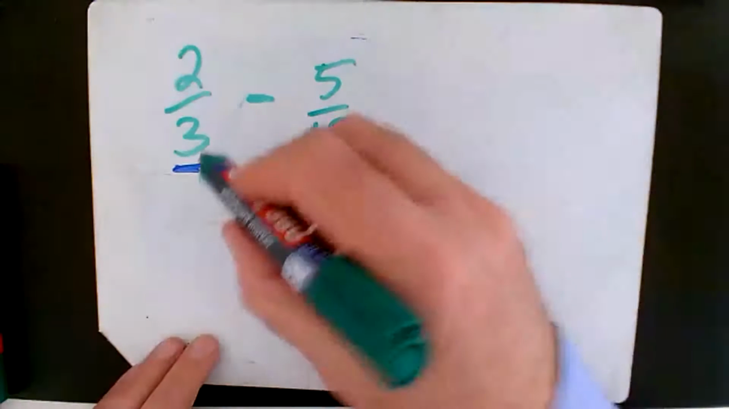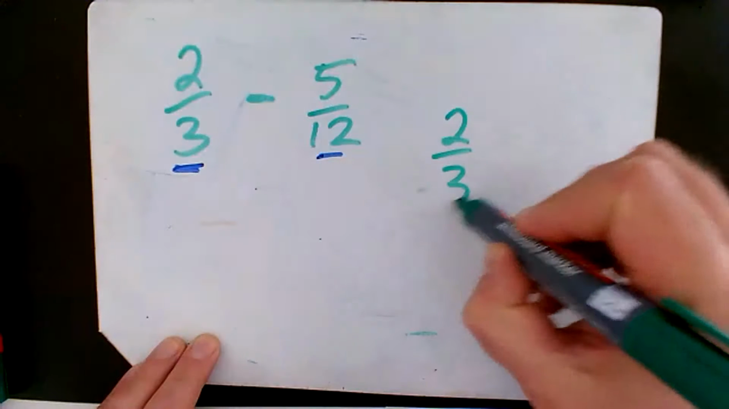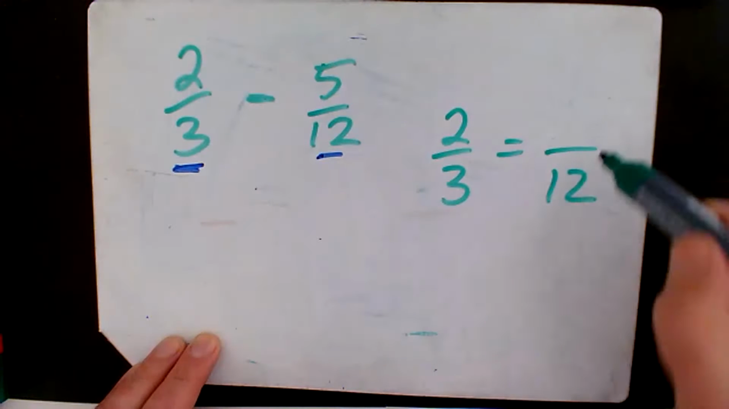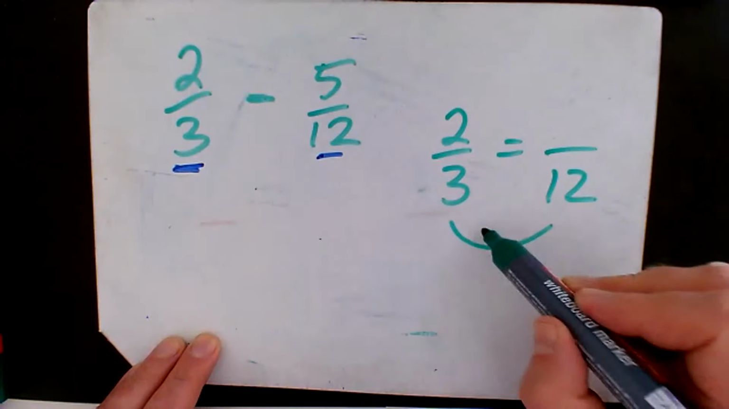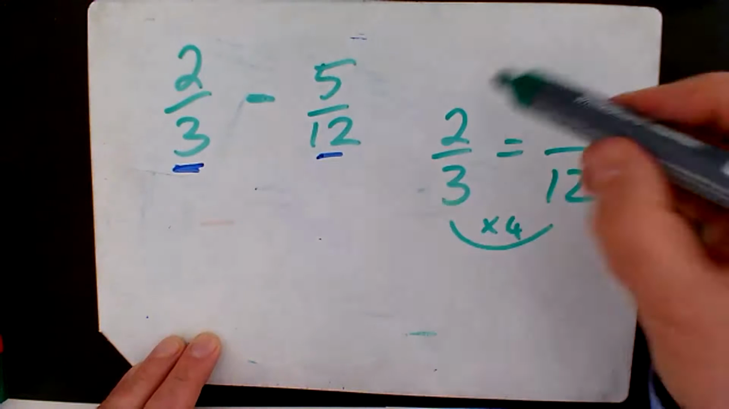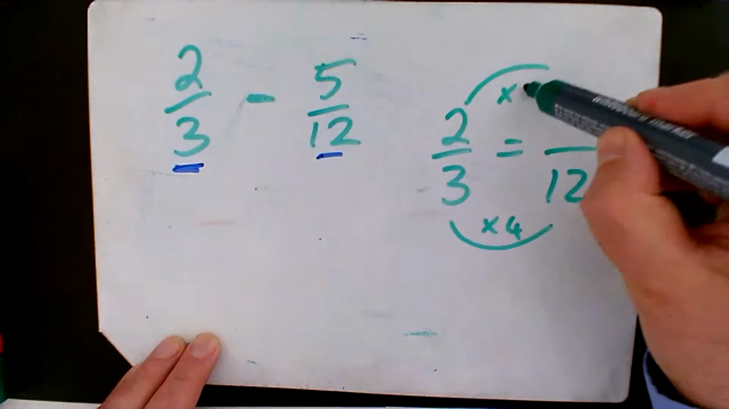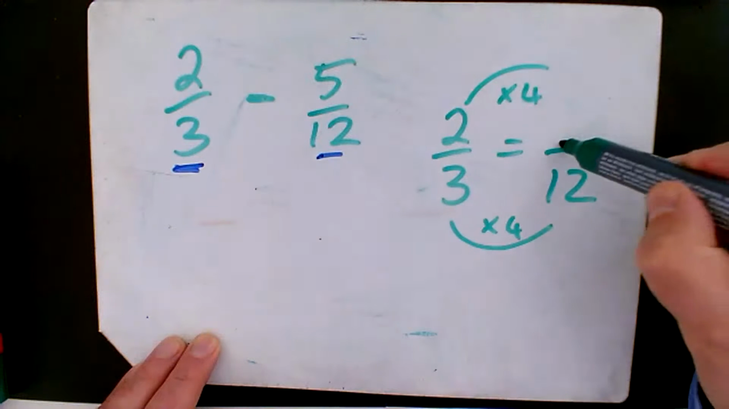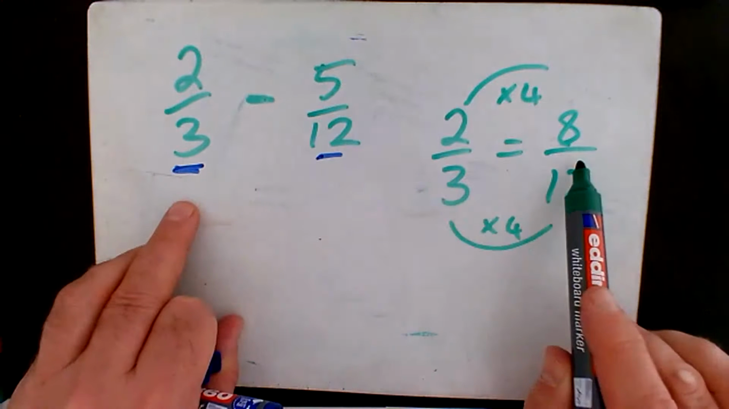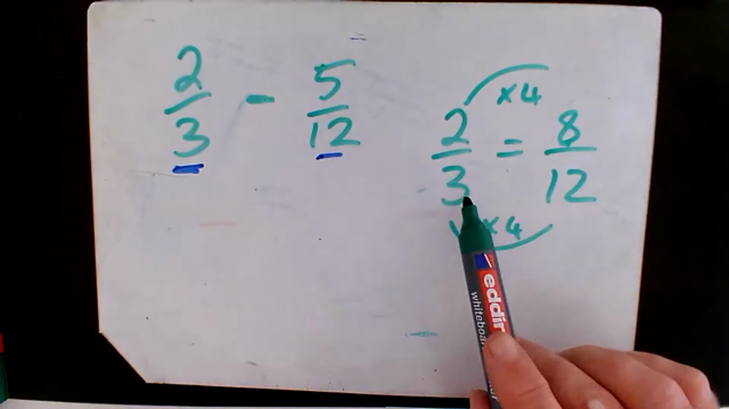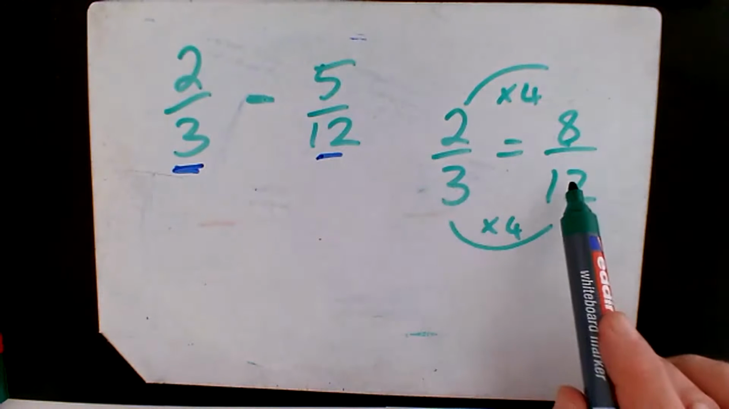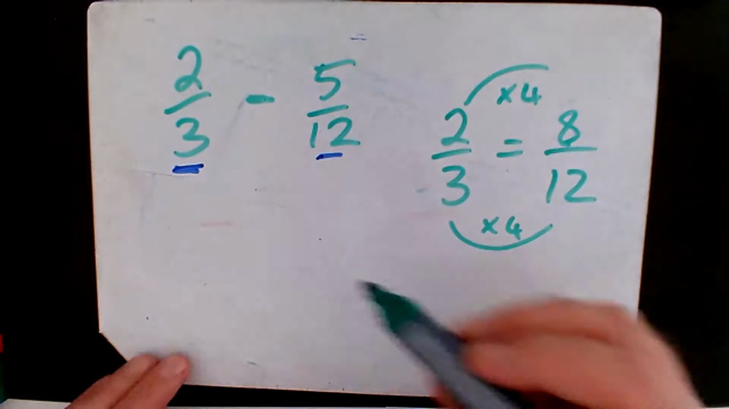So I work out 2/3. I'm going to turn it into an equivalent fraction. 2/3 is how many 12ths? How many times does 3 go into 12? Times it by 4. So whatever I do to the bottom, I do to the top. 2 times 4 is 8. 8/12. So this 2/3 is equal to 8/12. It's an equivalent fraction. That means it's the same. If I have 2/3 of a pizza or 8/12 of a pizza, I'm eating the same amount. It is the same value.